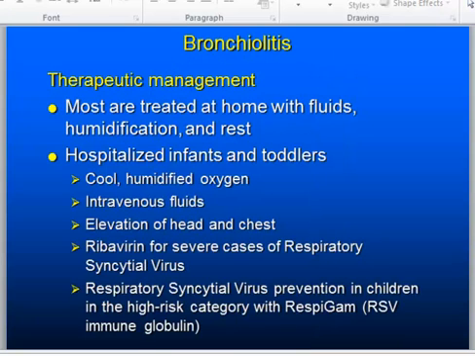In treatment, most infants with mild bronchiolitis can be treated at home with fluids, humidification, and rest. Infants with respiratory distress, of course, are hospitalized for supportive treatment. Cool humidified O2 is usually delivered if the O2 sat is less than 90 on room air to relieve dyspnea, hypoxemia, and insensible water loss from tachypnea.